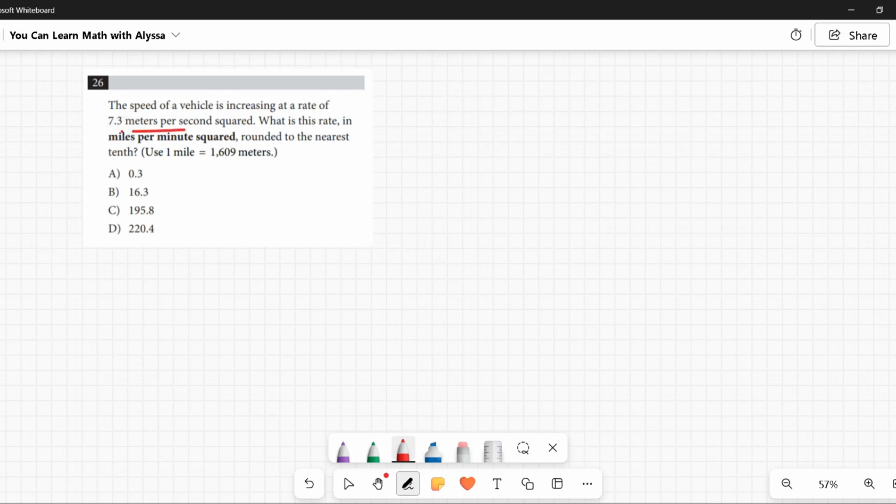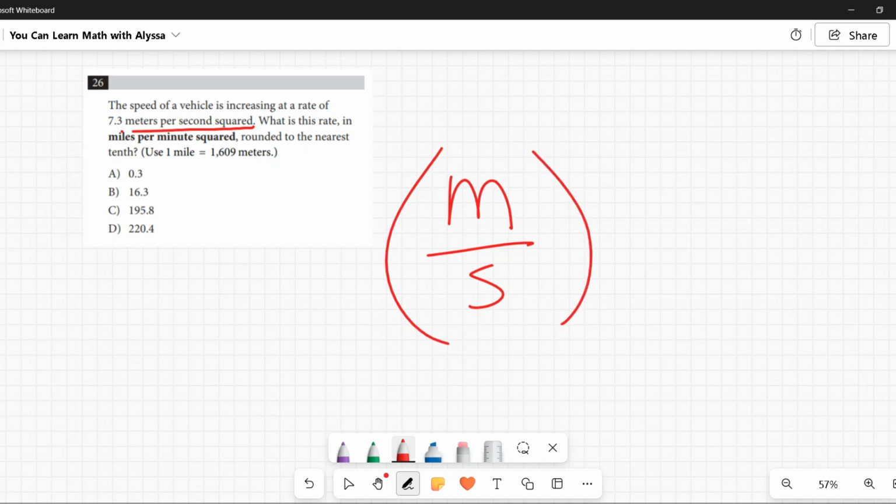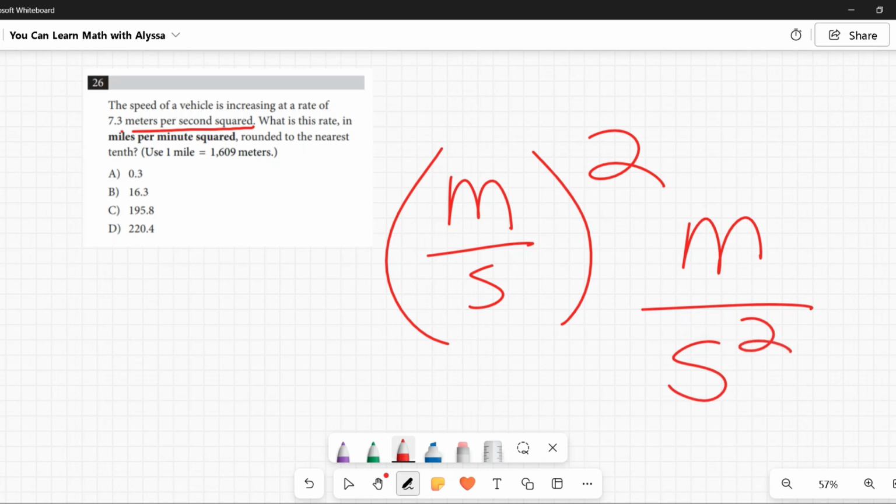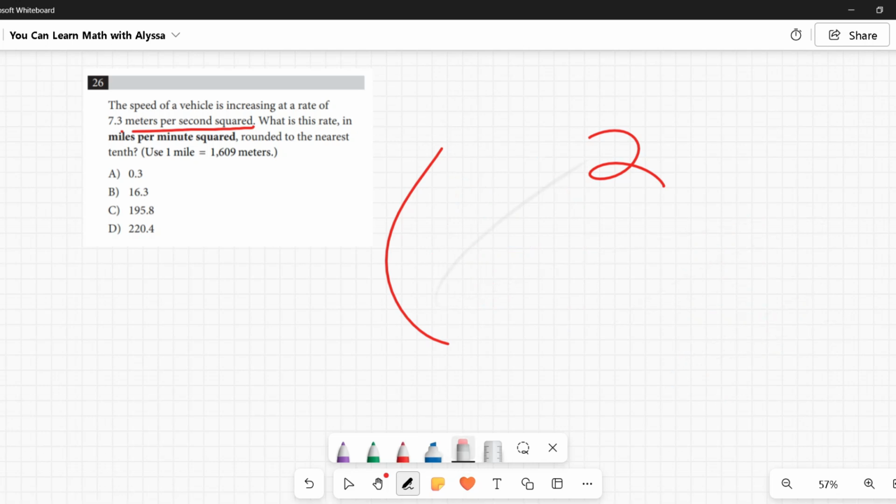When it says meters per second squared, this does not mean meters per second squared. It means meters per second per second. So when you're doing this conversion, anytime you're doing a rate conversion, you're wanting things to cancel out.